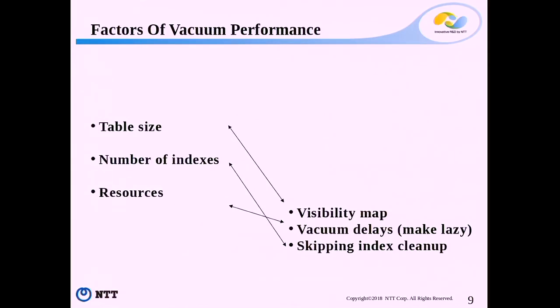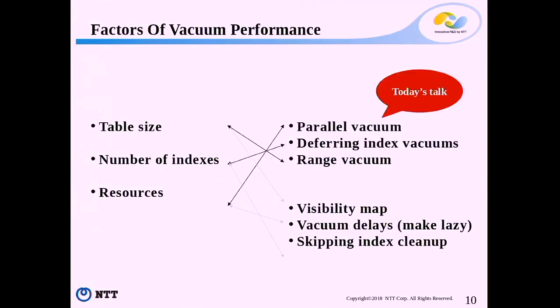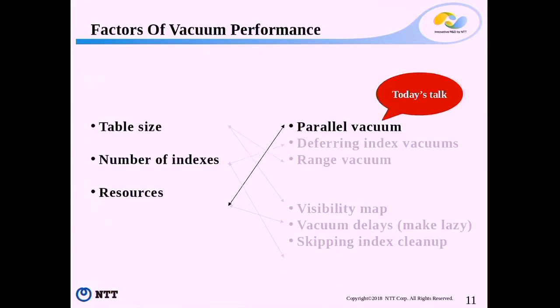And in this talk, I'd like to propose new Postgres improvements: parallel vacuum, differential index vacuum, and range vacuum. I will talk about the three improvements one by one. The first item is the parallel vacuum.